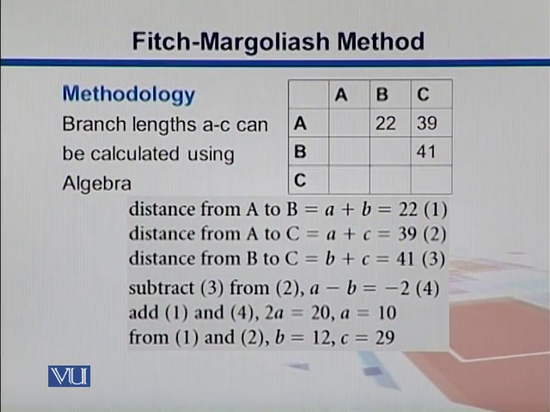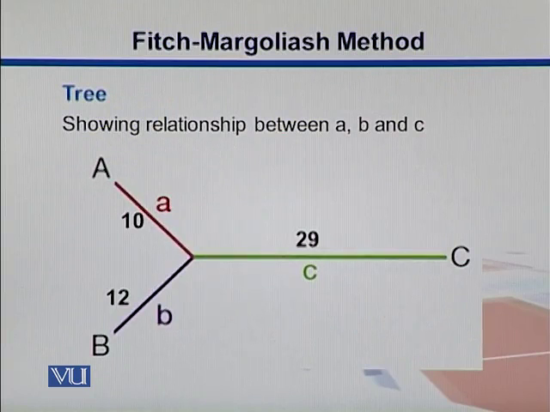So we found a. Now we can plug this value of a into any of equations 1 and 2. We can come up with the value of b is equal to 12, whereas the value of c is equal to 29. So we take all these branch lengths, or these numbers, and we can come up with a tree where we have A connected with B through an internal node and with C also. So this small letter a is the branch length from this internal node to A, which is equal to 10, b goes to 12, and c goes to 29.